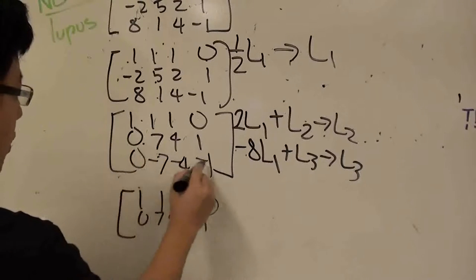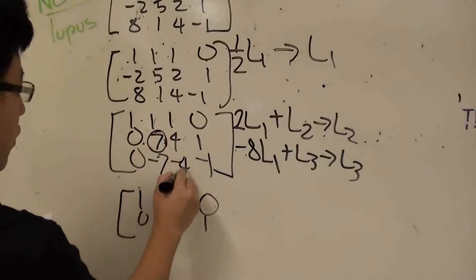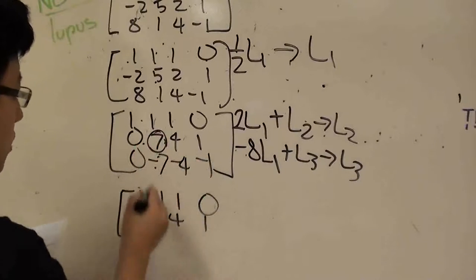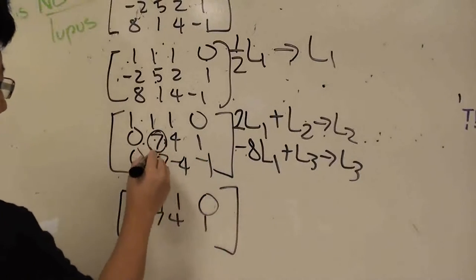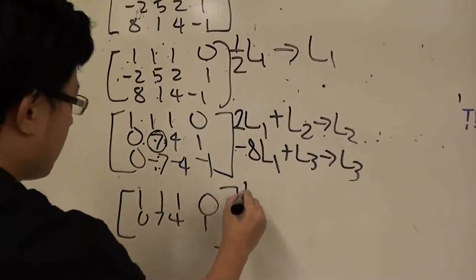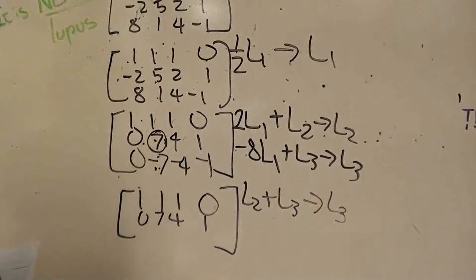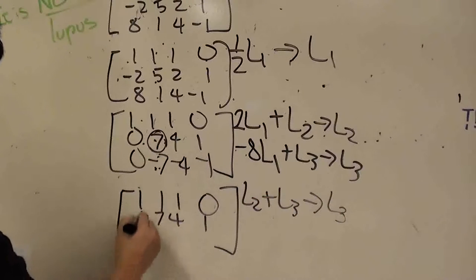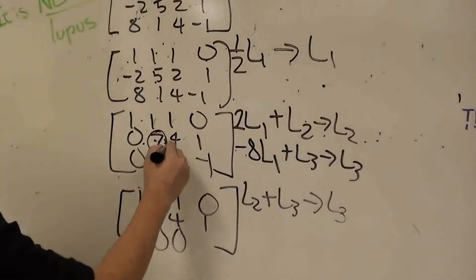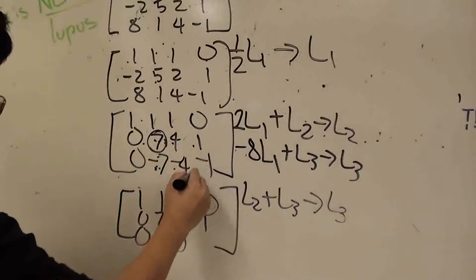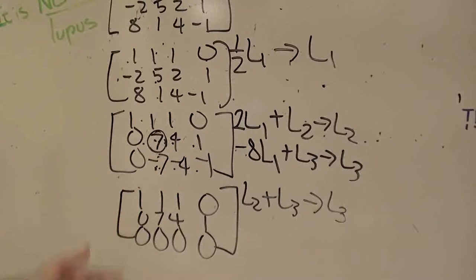I'm writing rows 1 and 2 because I'm annoyed by this guy. This is my leading coefficient for the second row. The next leading coefficient should be on the right. It's not, so something must be done to this guy. What I'm going to do is negative 7 and negative 7. Perfect. So it's going to be line 2 plus line 3, the new line 3. Oh yeah, I thought I was talking about Lion King. But anyway, 0, 0, 0. So 7 plus negative 7 is 0. 4 plus negative 4 is 0. 1 plus negative 1 is 0. So actually a very similar matrix to what we had before.